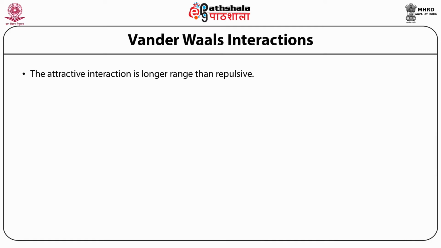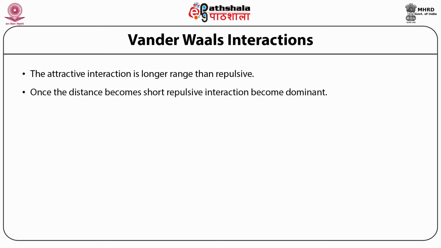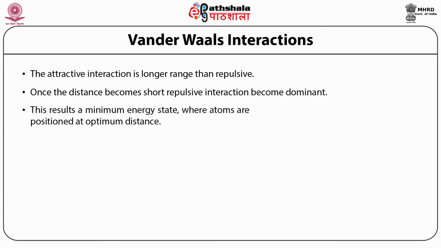The attractive interaction is longer range than the repulsive. When the two atoms are far away, the attractive term is dominating, but once the distance becomes short, the repulsive interaction becomes dominant. The electron clouds and the nuclei of the two atoms repel each other. This results in a minimum energy state where the two atoms are positioned at an optimum distance.